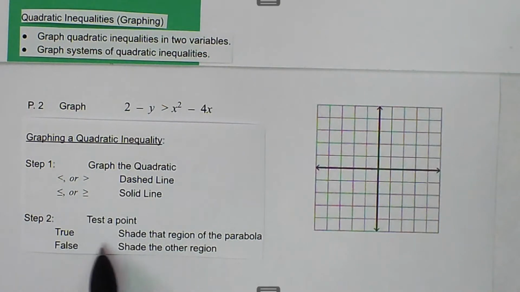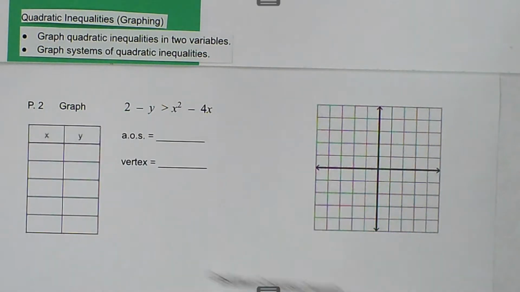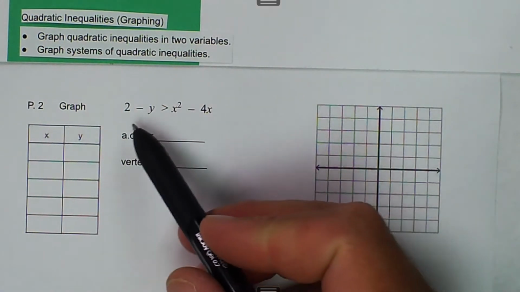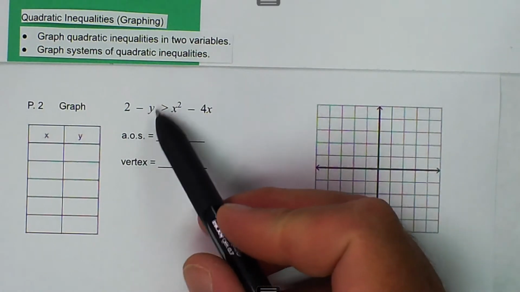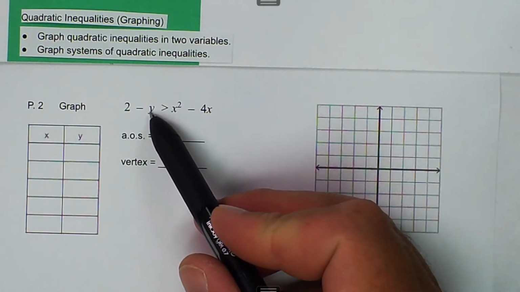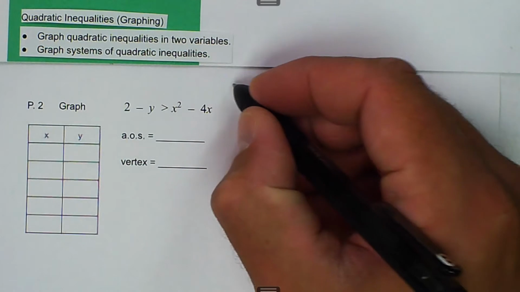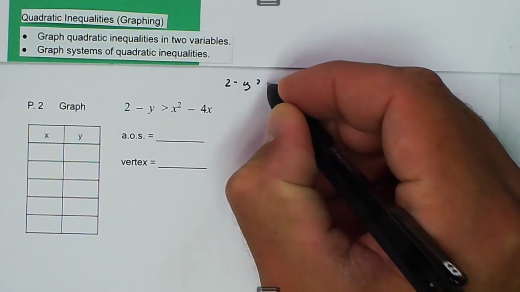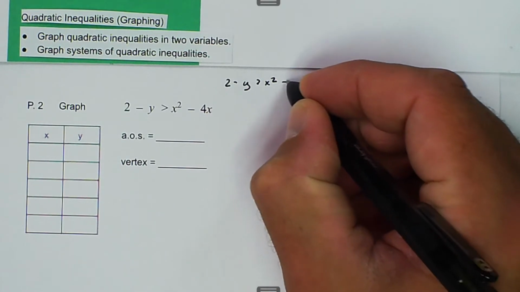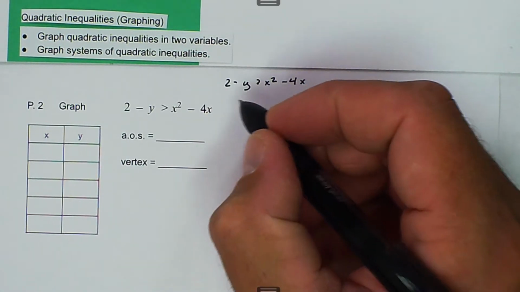If it's true, shade that region of the parabola. If it's false, shade the other region. So here we have the example. We have 2 minus y is greater than x squared minus 4x. So we want to solve to get y by itself.